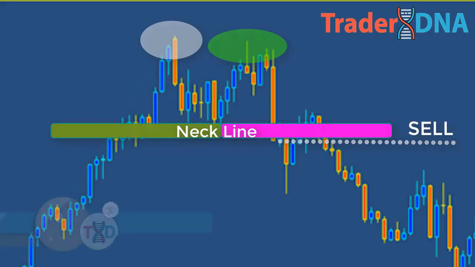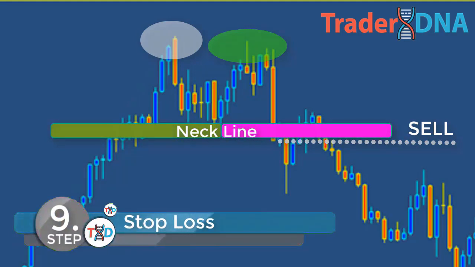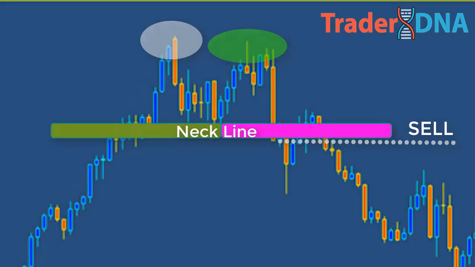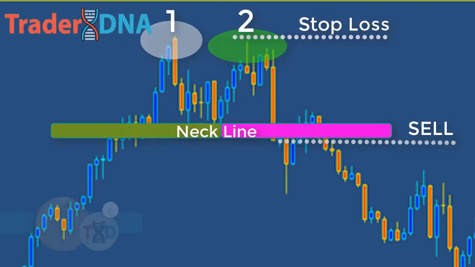Step 9. Stop loss. You should always secure your open trades with a stop loss order. Although the success rate of these patterns is relatively high, there is never a guarantee that the trade will work in your favor. The optimal place to put your stop loss order is just above the second top of the double top reversal pattern.